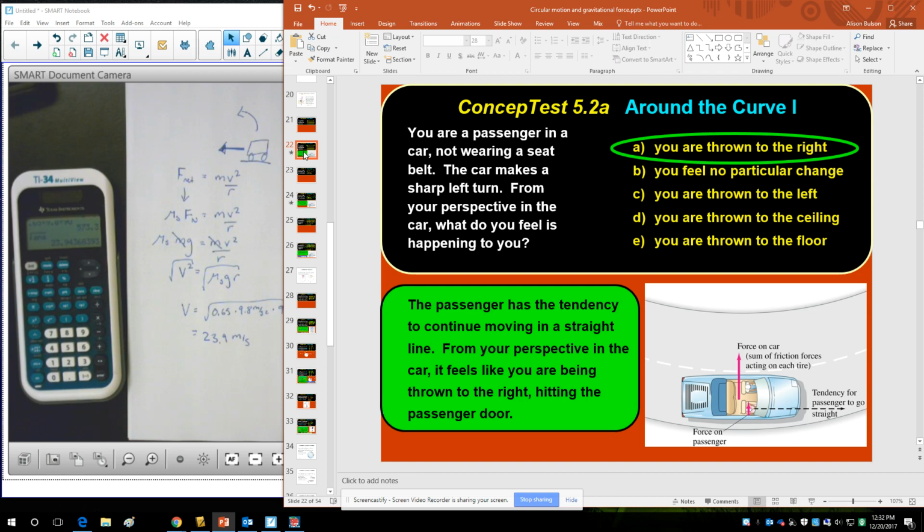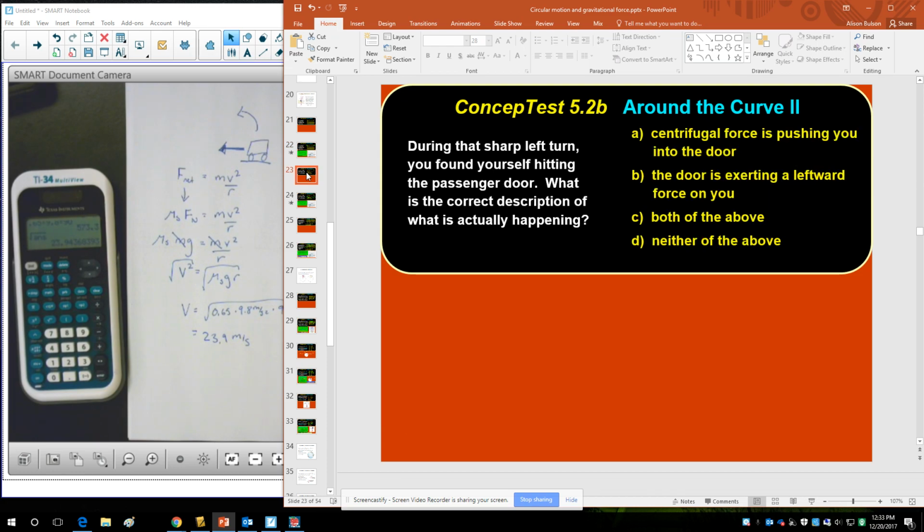You feel thrown to the right. You have a tendency to move in a straight line, and if the car body turns towards the left, your body is going to continue to move in a straight line, and you're going to encounter the door of the car on the right side. During that sharp left turn, you found yourself hitting the passenger door, as I just said.